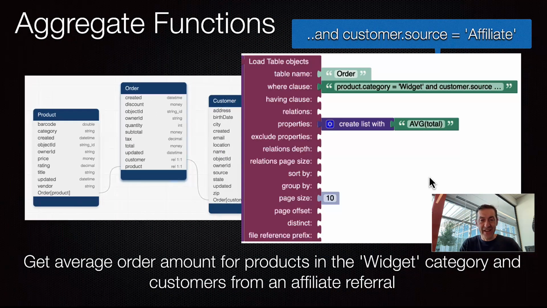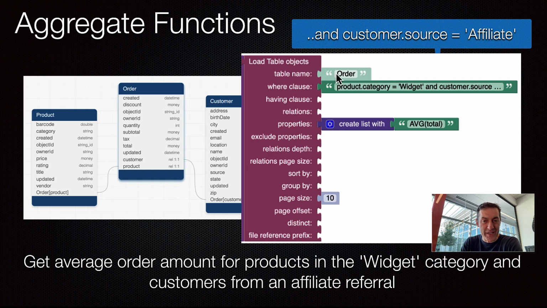So here it is, average. By the way, the request is sent to order, and then we say AVG total, so we're calculating average for the total. The where clause references both tables, one for the product and then category to identify that this is widget, and the second part of the where clause says customer.source equals affiliate.